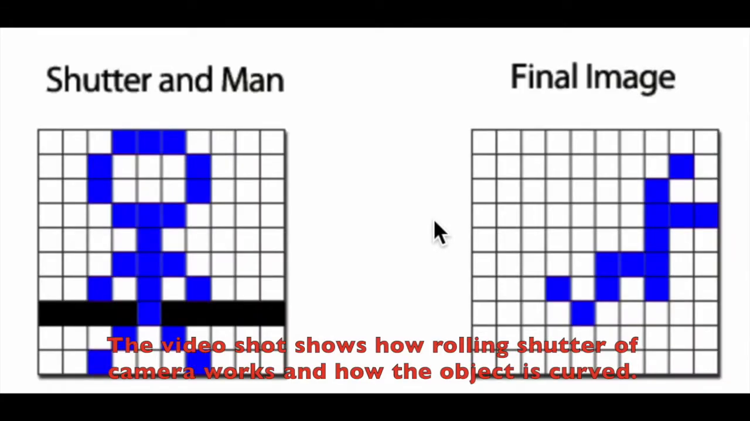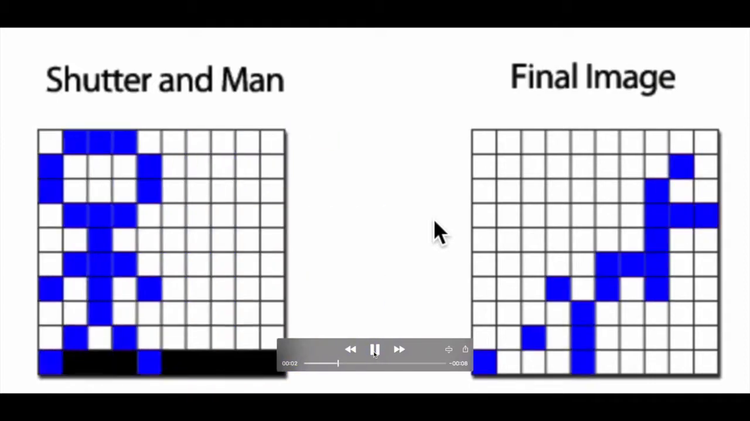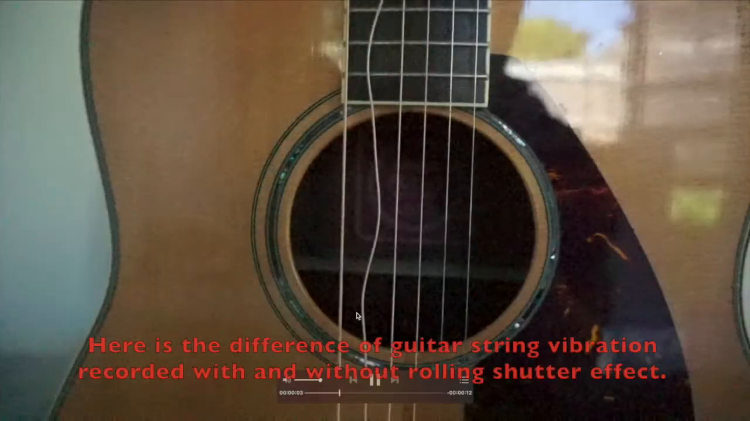This video just shows how the rolling shutter of the camera works and how the object is curved. Here is a difference of guitar string vibration recorded with and without rolling shutter effects.